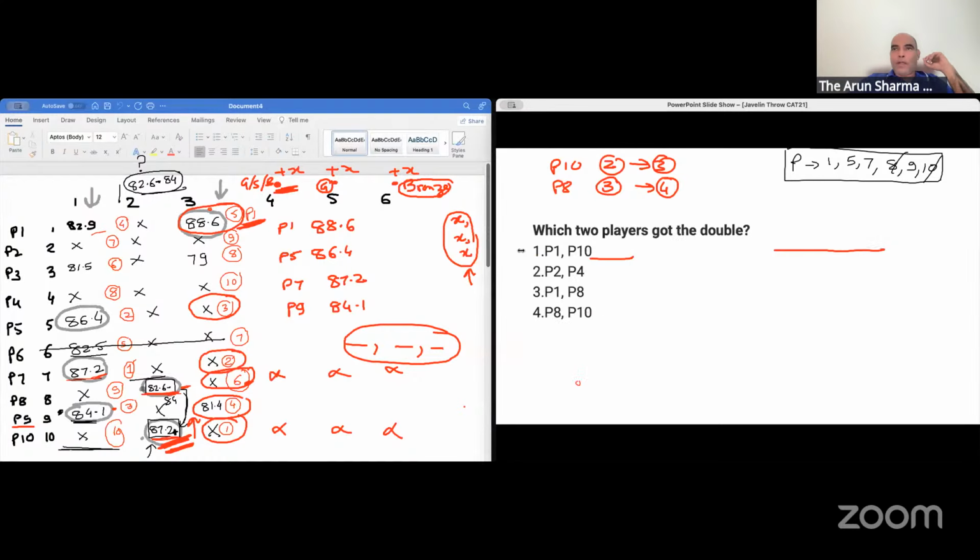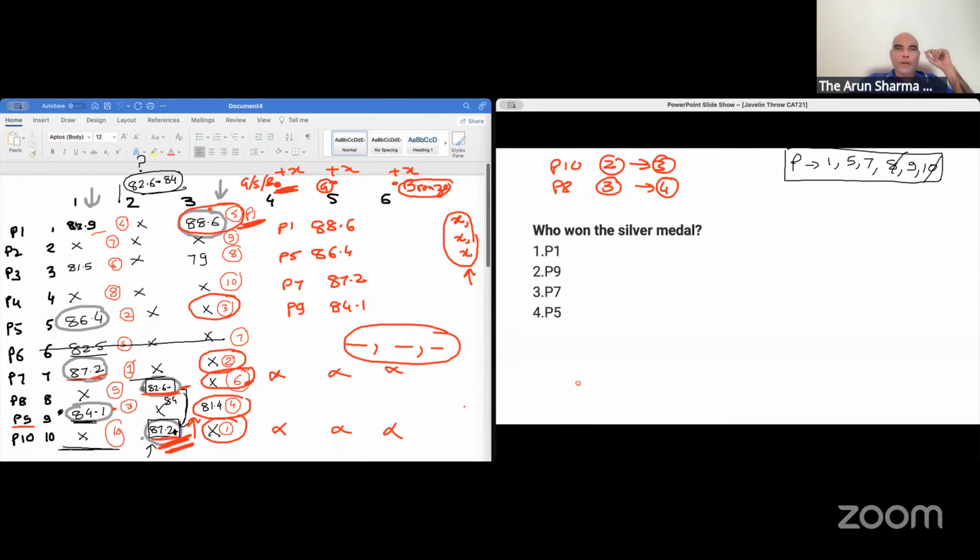So it's best, I mean, in these kind of questions, you should always have a lookout for the questions that are going to come to you. So always keep a lookout for the questions. The first question, which two players got a double? Which two players got the double? It's very clear P8 and P10 got the double. This is something we have clearly identified. So the first question, this set of 6 questions, you're playing for 18 marks.